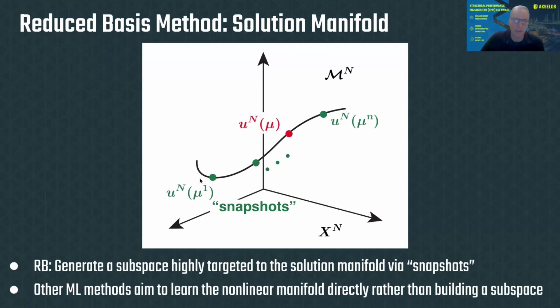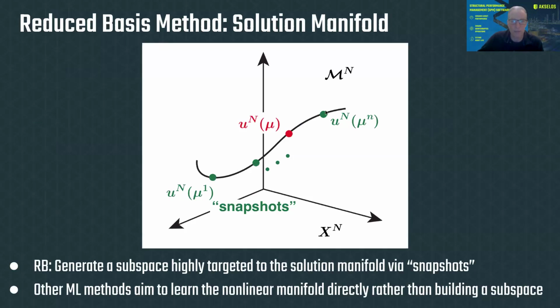Well, you take snapshots. That means you solve the PDE with FEA or whatever full order method you have to compute the actual solutions on this manifold. And that gives you snapshots on the solution manifold. And then you can use those snapshots as your basis. Okay. So that's a simple idea, but it's very powerful.